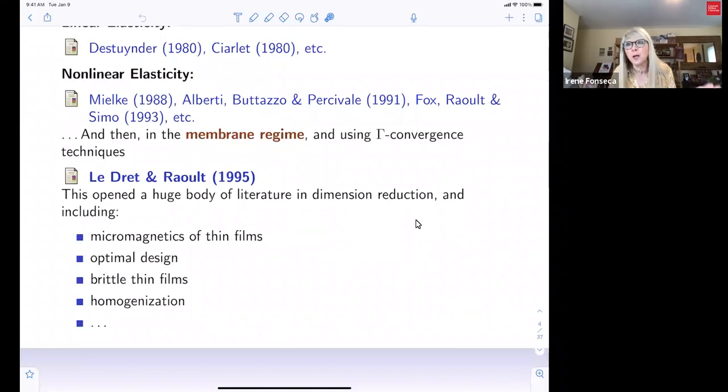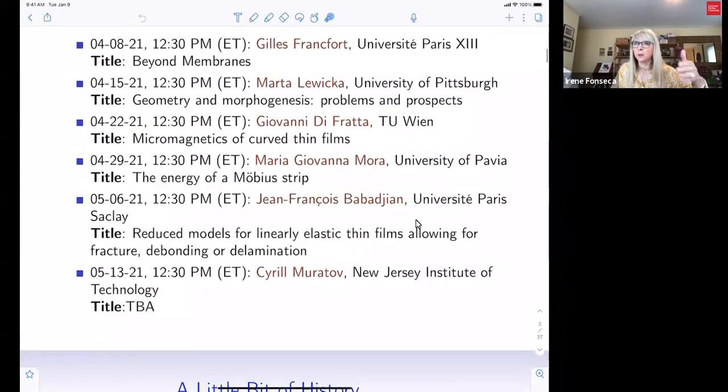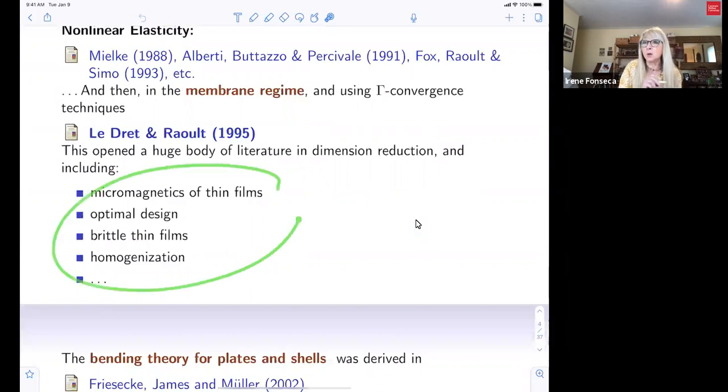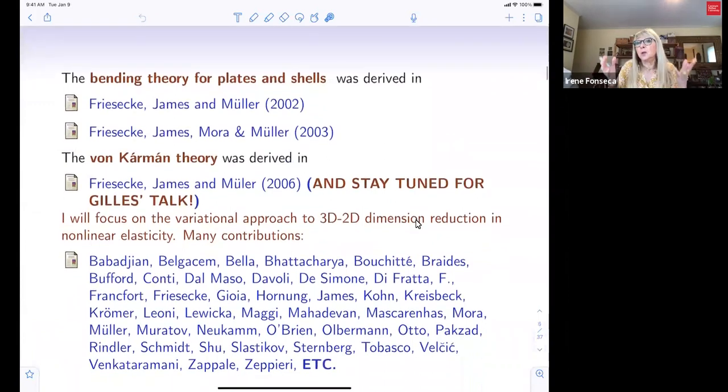And what if you allow for fracture? That's brittle thin films. And what if you have composite materials, with smaller and smaller cells? That's homogenization. And the list goes on. The program that I mentioned to you before, many of these talks are going to address several of these bullets that I have here. And today I'm going to try to address most of them. Again, forgive me, but I'm going to do it through my perspective and through some of the work that I've done on that.